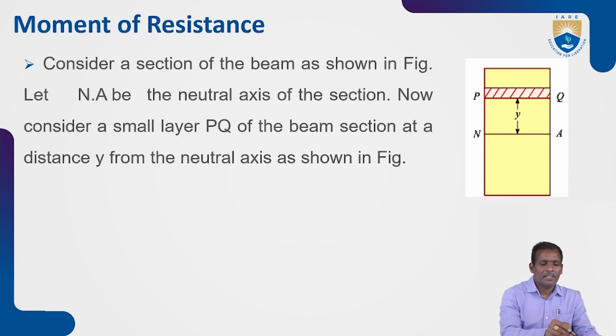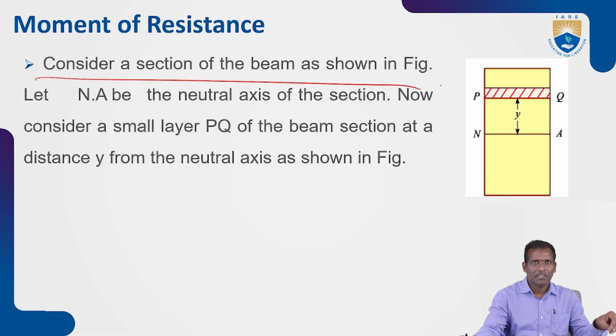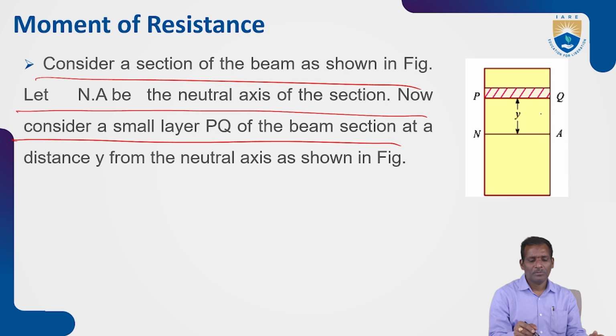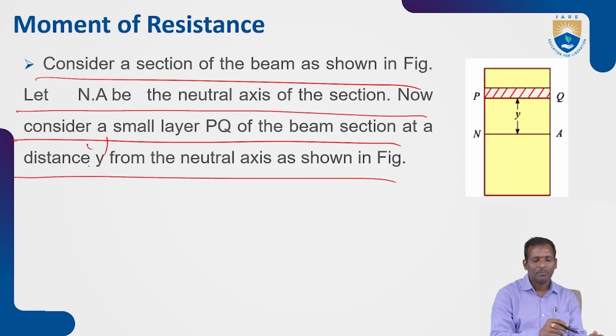Here consider a section of the beam shown in the figure. Let NA be the neutral axis of the section. Now consider a small layer PQ of the beam section at a distance y from the neutral axis.